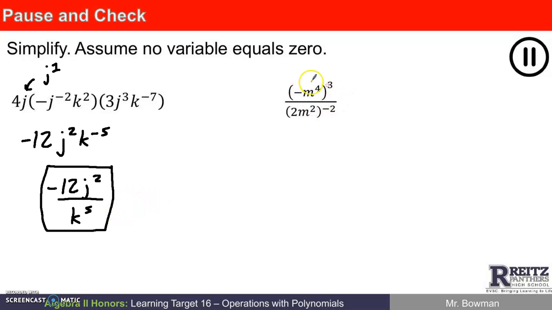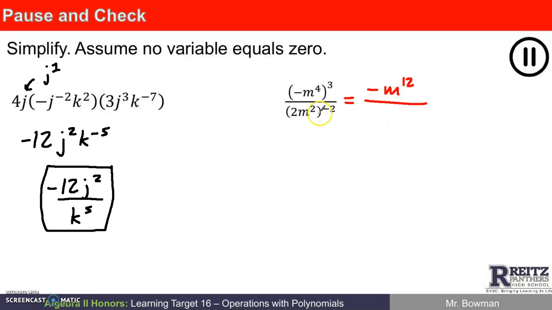This example, which is not an easy example, has two different powers to a power. I'd like to simplify those first. So let's think about negative m to the fourth cubed. I really need to cube both the negative 1 and the m to the fourth here. So negative 1 cubed is negative 1 times negative 1 times negative 1. And that is negative 1. So I'm going to get negative 1 times whatever m to the fourth cubed is. That's m to the 12th.